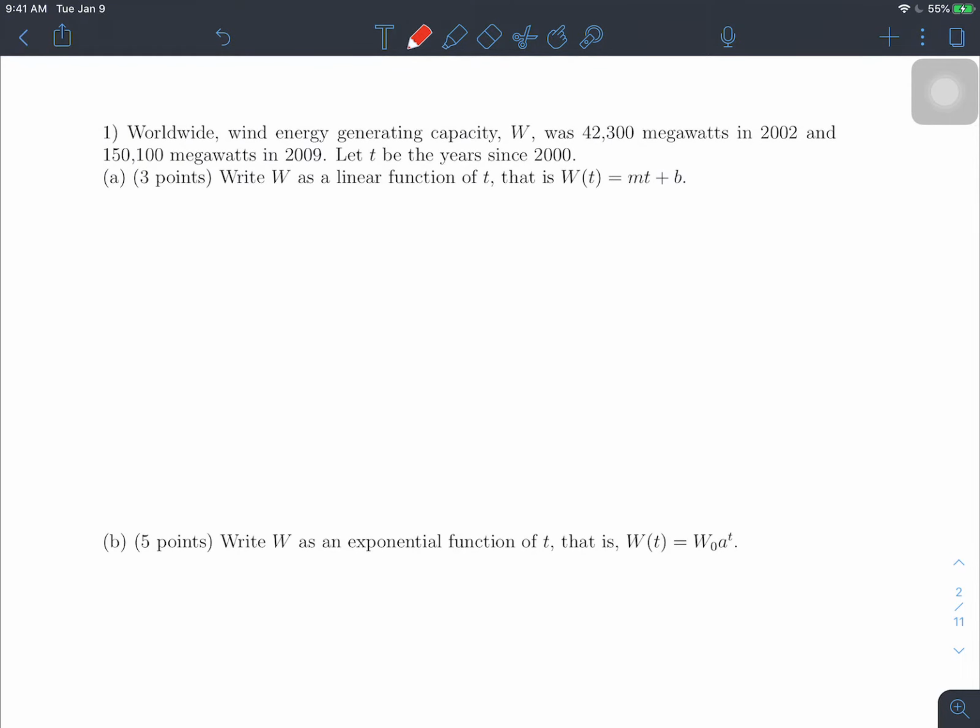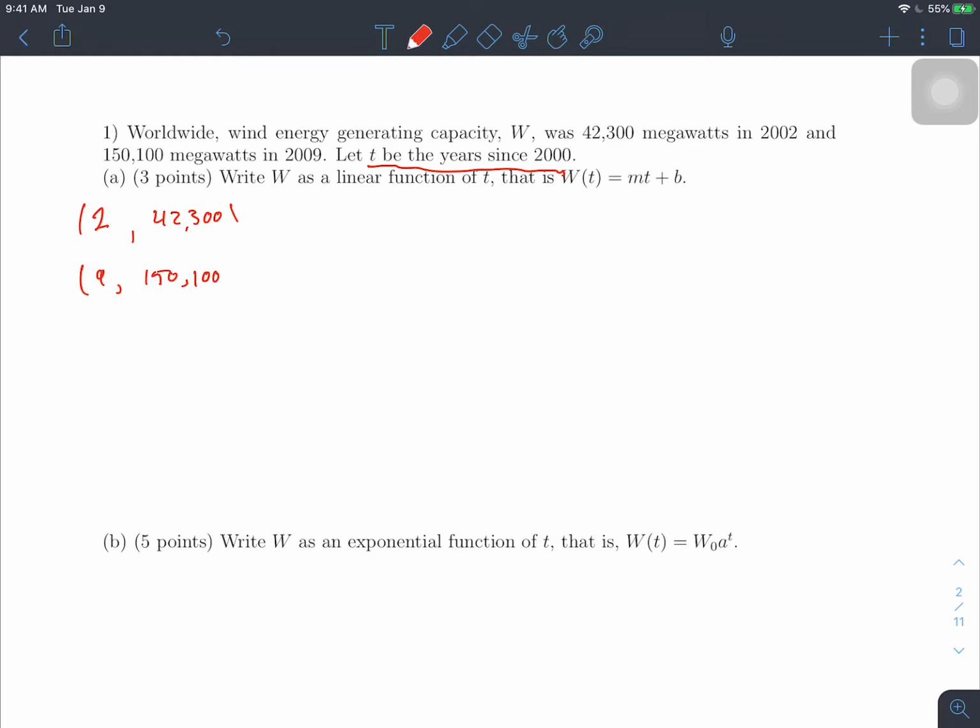Well, we know we have 2 points here. For 2002, T should be the years since 2000, so T is going to be 2. And the height W of that point is going to be 42,300. And then the other point is going to be the point 9, 150,100.